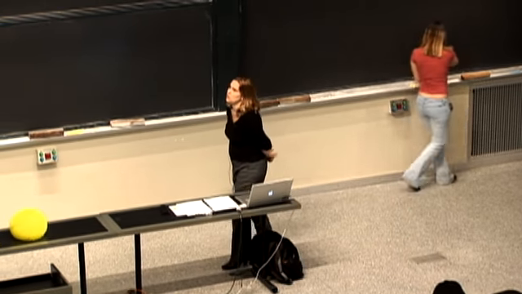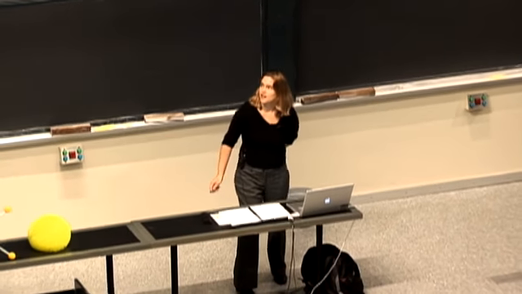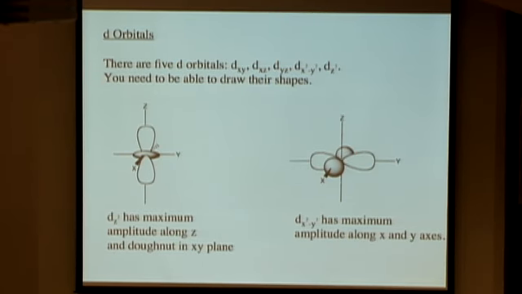So let's just review what the d orbitals look like. And in this class, we're always going to have the same reference frame. So we're always going to have the z-axis up and down. The y-axis is horizontal. And the x-axis is coming out of the board and going into the board. So we'll always use that same description. It'll often be given, but if it's not, you can assume that's what we're talking about. So the first d orbital we'll consider is dz squared. It has its maximum amplitude along the z-axis, and it also has a little donut in the xy plane.